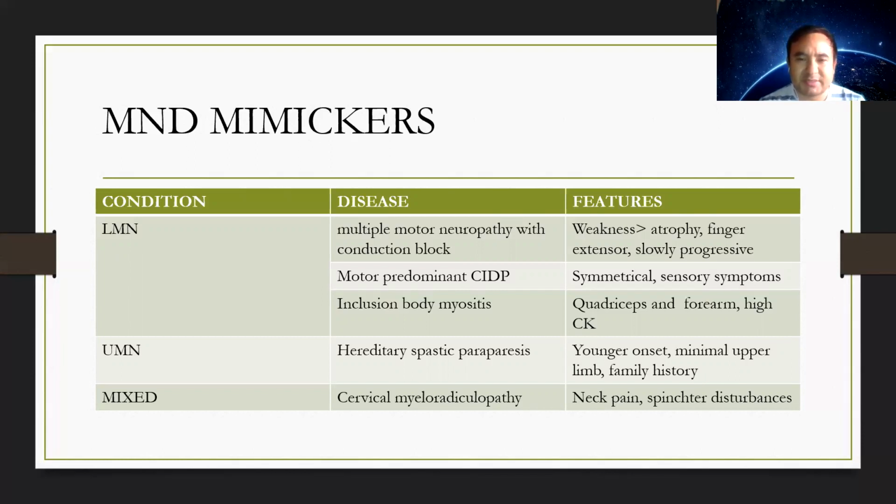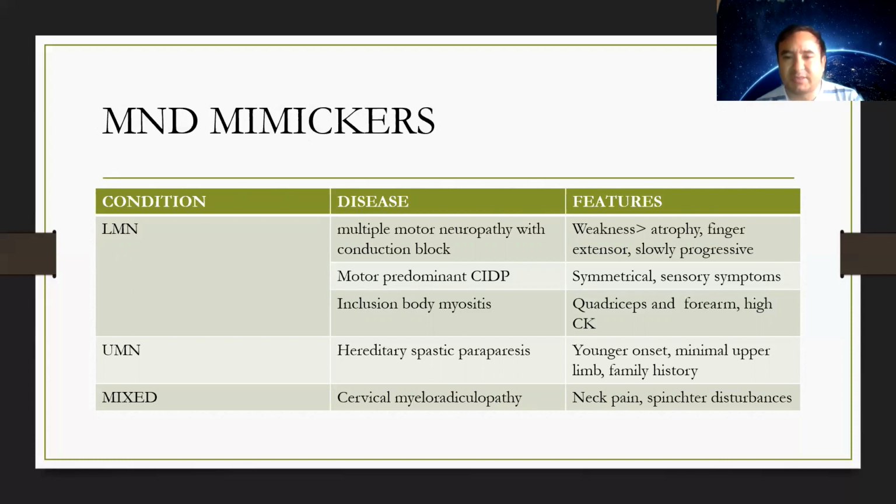One important condition is multifocal motor neuropathy with conduction block. It is a condition where there can be progressive motor weakness. On doing the NCS, we can see the conduction block. Why is it important? Because this is a condition which responds to IVIG therapy, and it is a reversible state. Second is motor predominant CIDP.